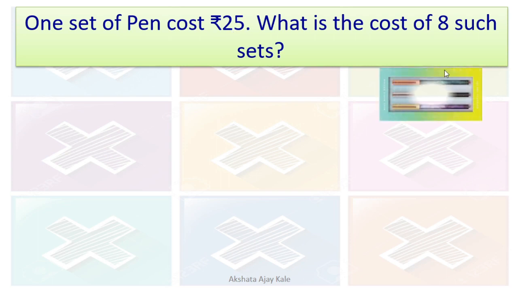One set of pens costs rupees 25. Okay, set. See, this is a pen set. What is the cost of this pen set? 25 rupees. Okay. What is the cost of 8 such sets? This is one set. We need 8 sets. Got this? First understand the problem. One set costs rupees 25, and how many sets do we need? We need 8 sets. Okay. Now how much do we have to pay to the shopkeeper? Which method are we going to follow? Yes, multiplication. Okay, we will use the vertical method.